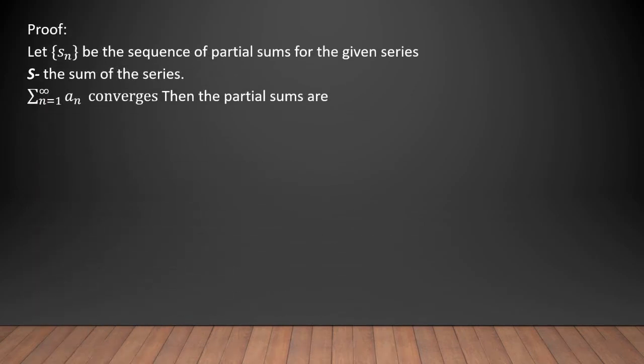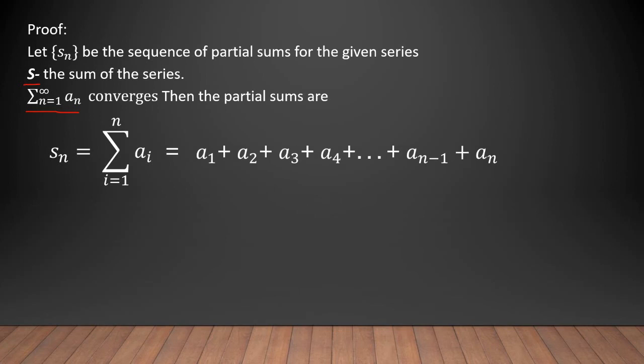So to start with our proof, let Sn be the sequence of partial sums for the given series, and the symbol S the sum of the series, and suppose that the summation of an from n equal to 1 to positive infinity converges. Then the partial sums are this one.